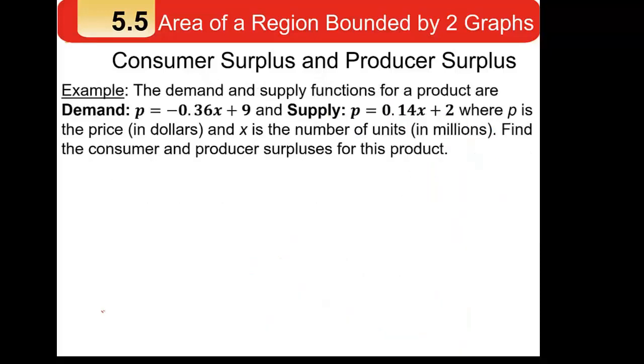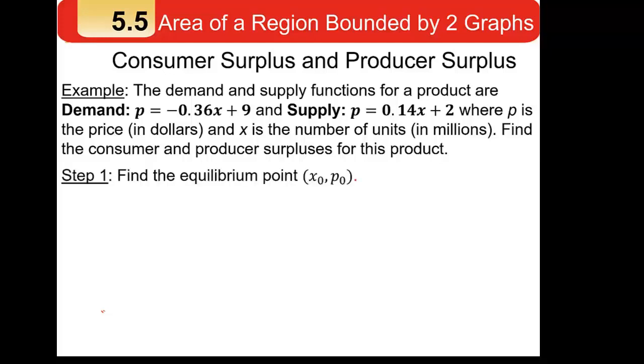So let's tackle an actual problem. For example, suppose the demand and supply functions for a product are, the demand is P equals negative 0.36x plus 9, and the supply function is given by P equals 0.14x plus 2. Remember, P is the price, in this case in dollars, and x is the number of units, in this case in millions of units. And we want to find the consumer and producer surpluses for this product.